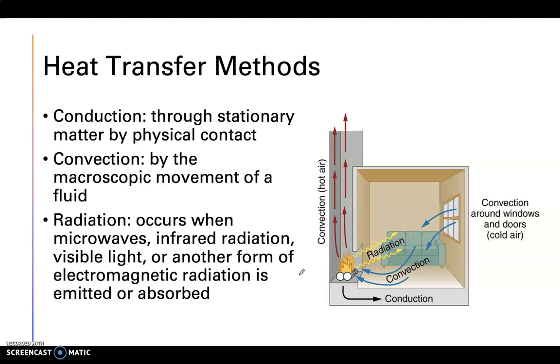Okay. Then we have radiation, and that occurs when there are electromagnetic waves involved. Okay, and that's when these are emitted or absorbed. So we've got something like microwaves or infrared radiation, visible light, any other form like that being emitted or absorbed. So here in a house, say like this building or this house, we have all 3 of these going on.